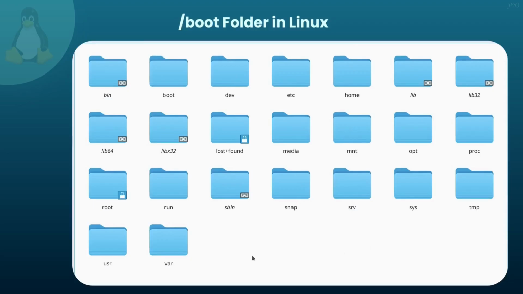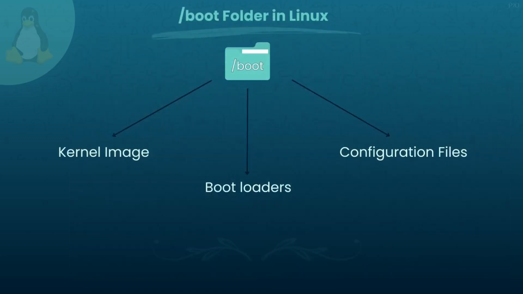Next is boot. The boot directory is like a special place in Linux, where all the important stuff related to starting up the operating system is stored. It's kind of like the starting point for Linux when you turn on your computer. Here's a bit more about it. Inside the boot directory, you'll find files like the kernel image, bootloaders, and configuration files. These files are essential for the computer to know how to start up Linux properly. They work together to make sure everything runs smoothly.